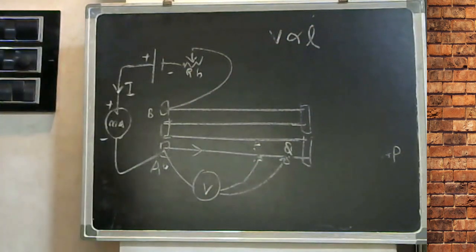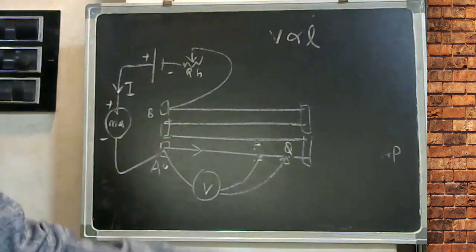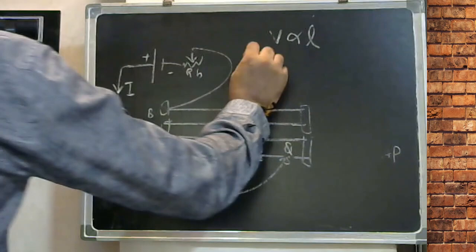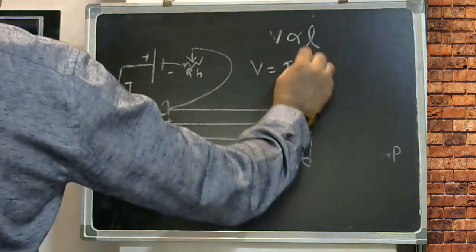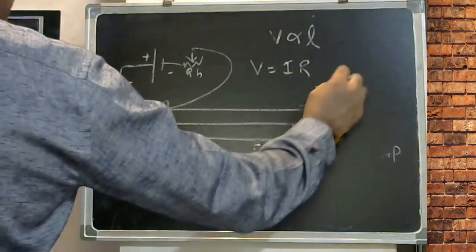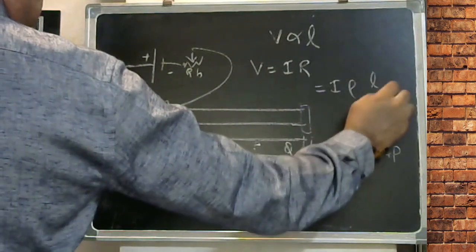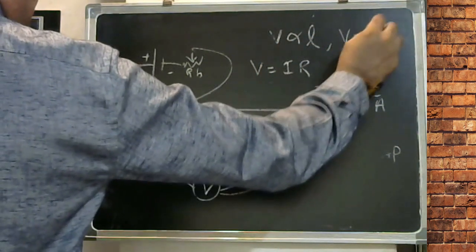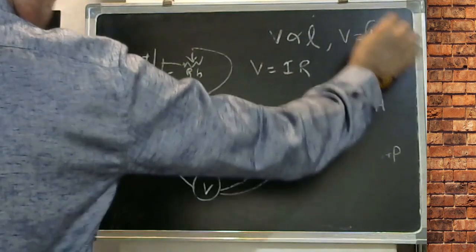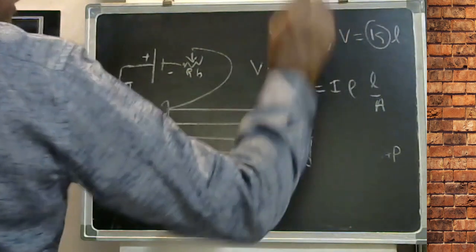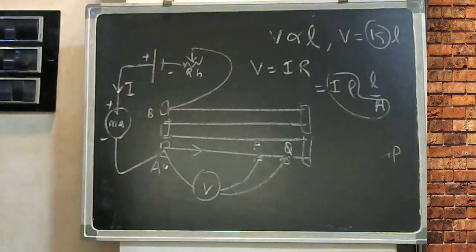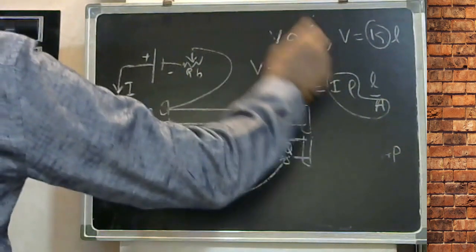But there's a small problem here. You cannot simply write V proportional to L in a potentiometer, because there are some hidden conditions. So what you should write is V equals IR. We should know this first. And R is rho L upon A. When I say V is proportional to L, that implies V equals KL, where K is a constant. So apart from L, everything should be constant. I is a constant, and A is a constant. If I want to write V proportional to L, then my rho must be constant.